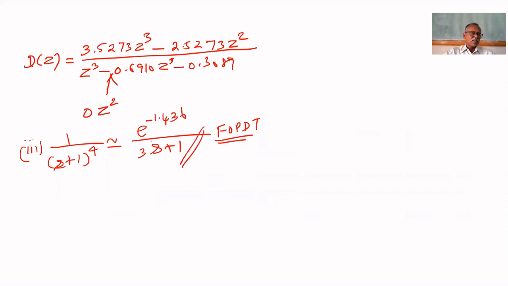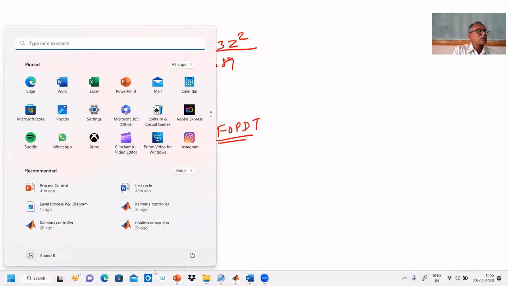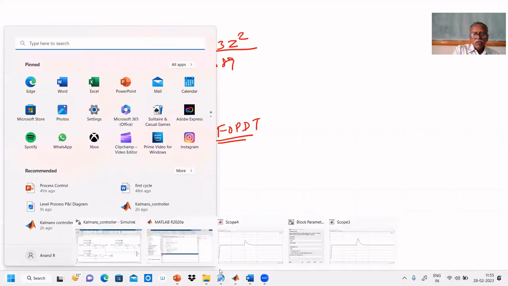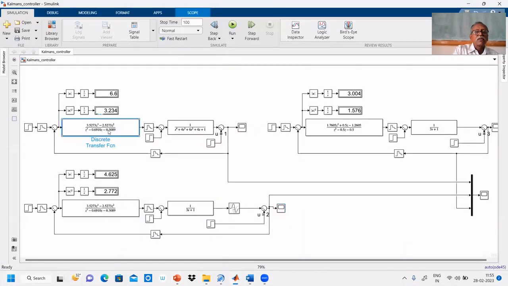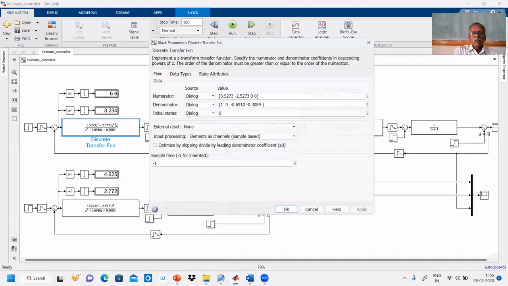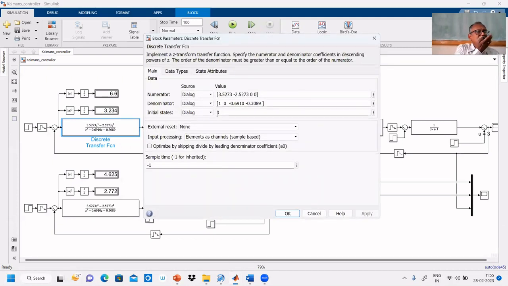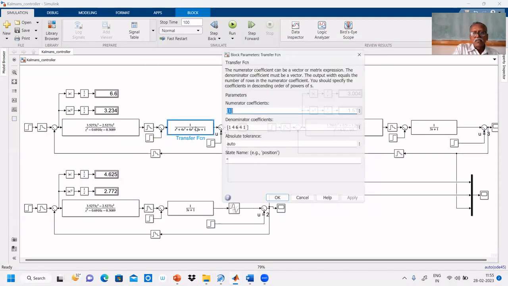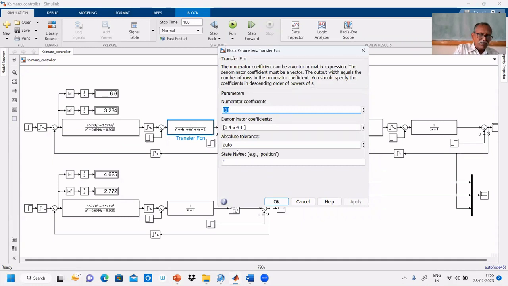So we can enter the same controller for this fourth order process also, and we will check for that. But here it is an approximate model. That's why you cannot expect that ideal response. It is approximate. That is the difference. Yes, we entered the same controller because it is assumed that the fourth order is approximated to first order plus dead time, and we entered the fourth order process instead of first order plus dead time. We entered the actual process.